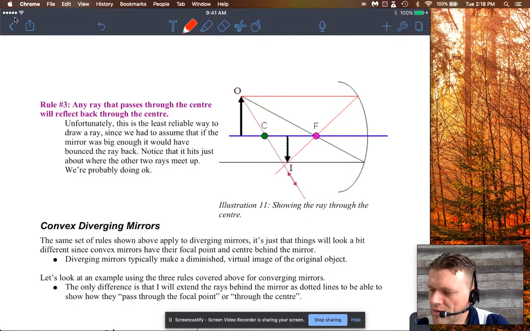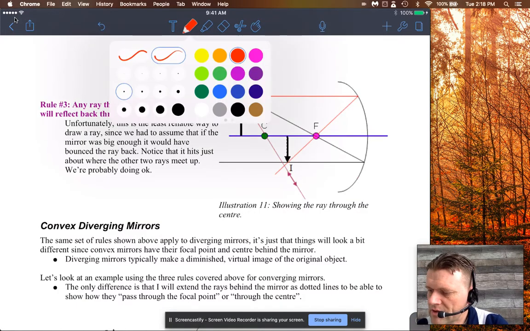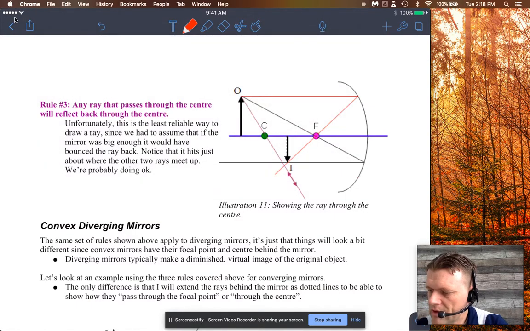But if we were to put the object inside the focal length, so if we actually grabbed, here, let's change that to black.